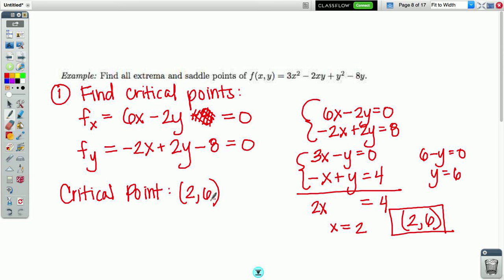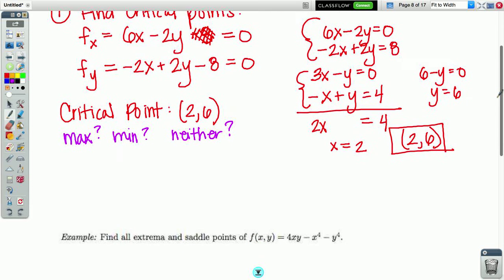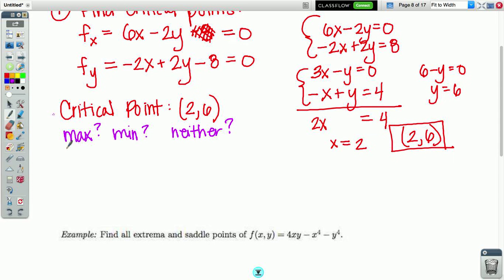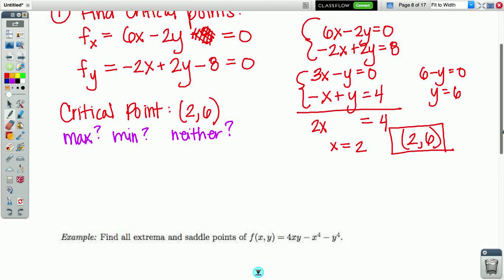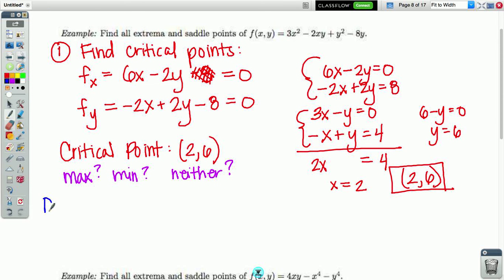Now, this does not tell me whether this point is a maximum or a minimum, or maybe it's neither one. Maybe it's a saddle point, I don't know. So I have to keep going and use some other tests. Now I can't just take a second derivative, I have to take all of the second derivatives. So I'm going to go back to my original function, and I'm going to find this determinant thing. That is the second derivative taken with respect to x, with respect to y, and then the mixed x and y, squared.